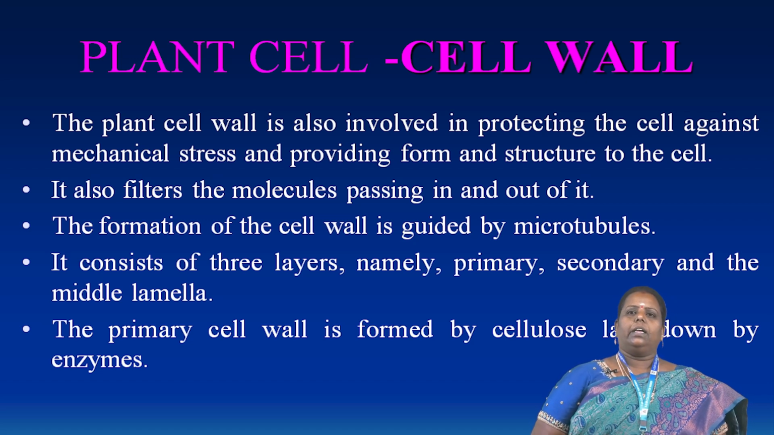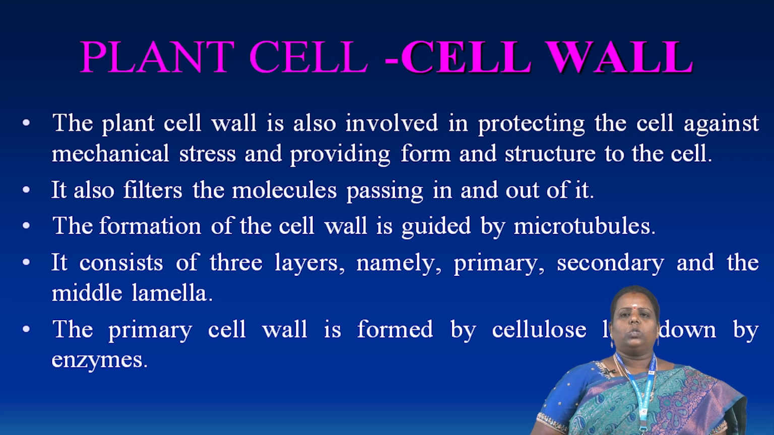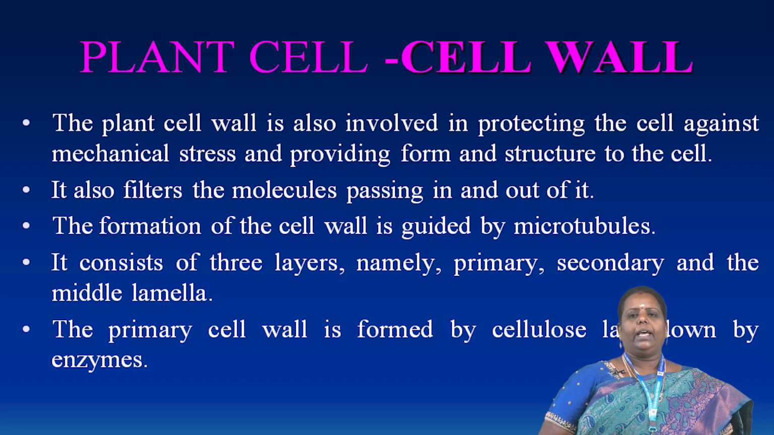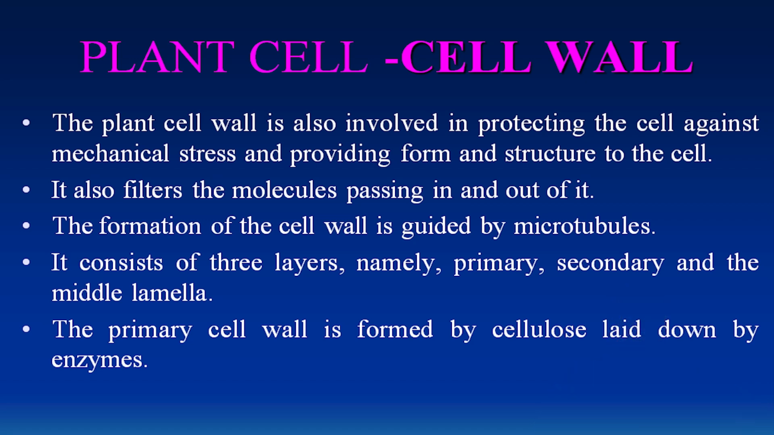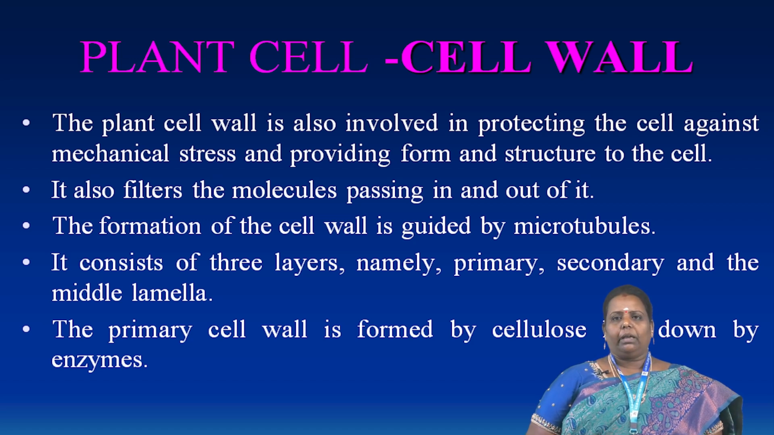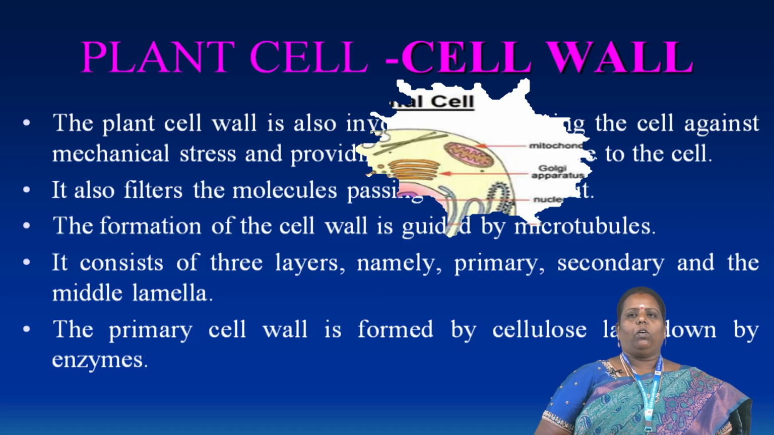The formation of the cell wall is guided by microtubules. It also consists of 3 layers, namely the primary layer, the secondary layer and the middle lamella. These layers act as a barrier, and they control the entering of materials. The primary cell wall is formed of cellulose and laid down by enzymes. The plant's enzymes are also present in the plant cell walls.